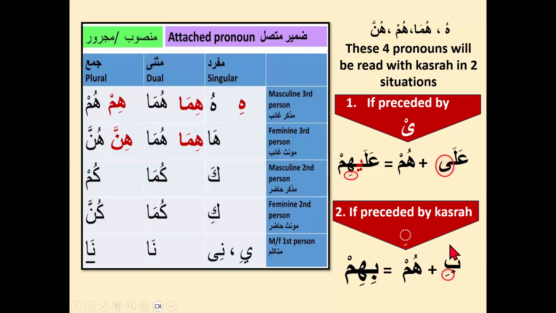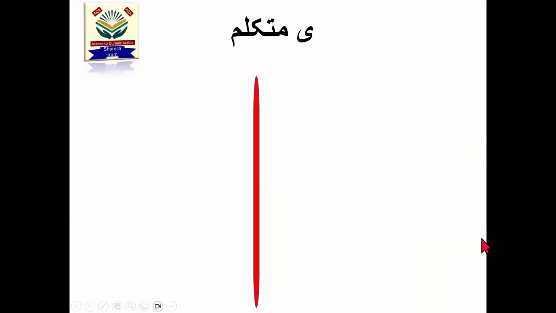So because of this kasra, the hu convert into hi because there is a kasra before it. The same reason, baytihi: the hu dhamir converts into hi because the ta in bayti has the kasra on it. So because of that kasra, the hu dhamir converts into hi. Okay, I hope you remember this one.